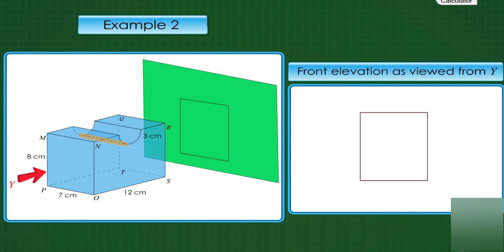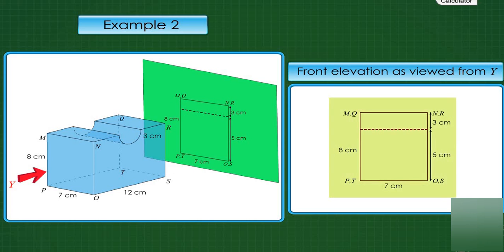There is an edge here which cannot be seen from Y. So, we represent this hidden line by using a dotted line. Next, we include the labels and the length of each side. And so, we have drawn the front elevation of the object as viewed from Y.